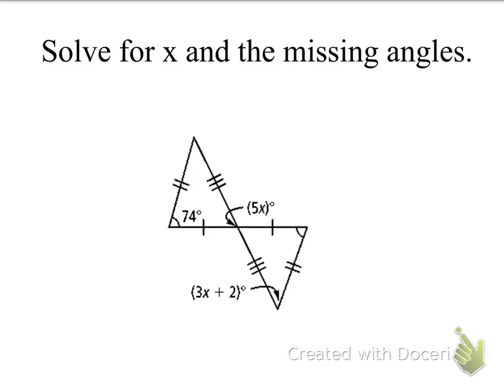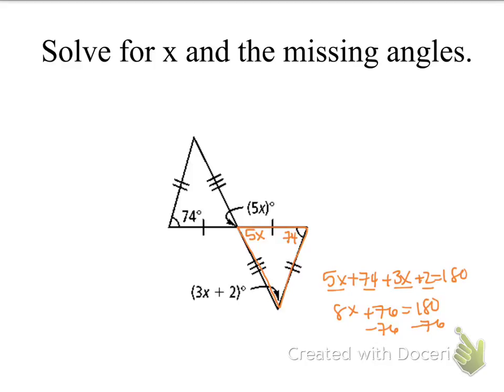Okay, my next one, solve for x and the missing angles. So I've got some vertical angles in here. Okay, so I know that this is 5x. 74 has that little congruent marking, so that's 74. So now I've got all three pieces in a triangle. So if I add them all, they should all equal 180. 5x plus 3x gets me 8x. 74 plus 2 gets me 76. We can subtract 76 and get 104. Divide by 8 and get 13.